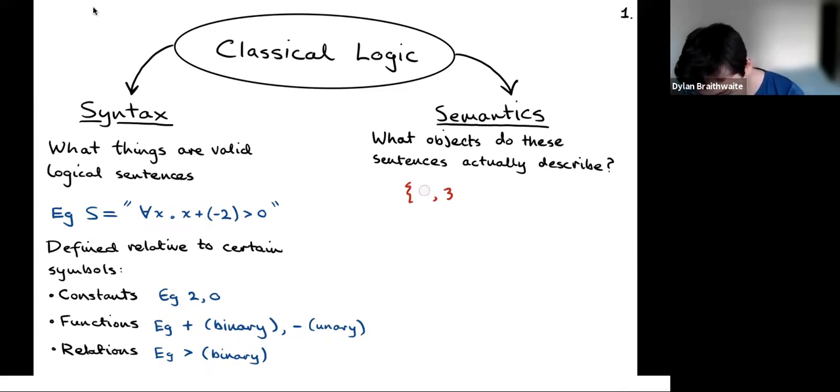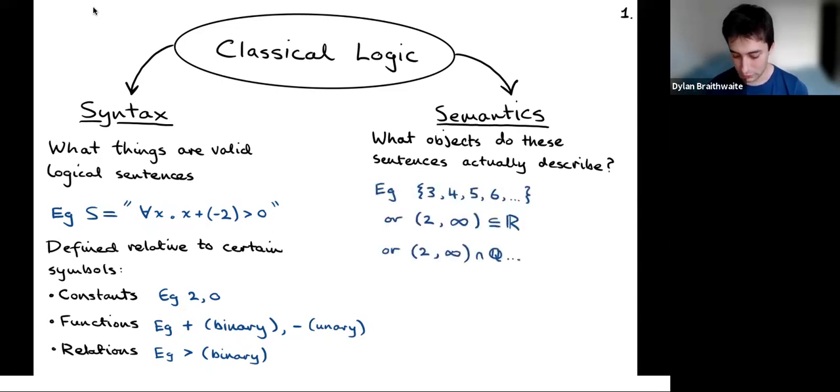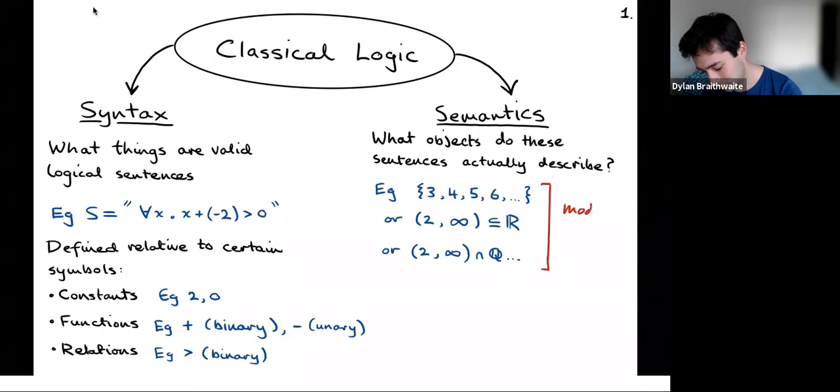Set of naturals that look like that, and so on. But maybe also it could be an open interval in the reals, or a similar thing but restricted to the rationals. And we call these things models, and they're models of something, and that is this thing here. So they're models of S.